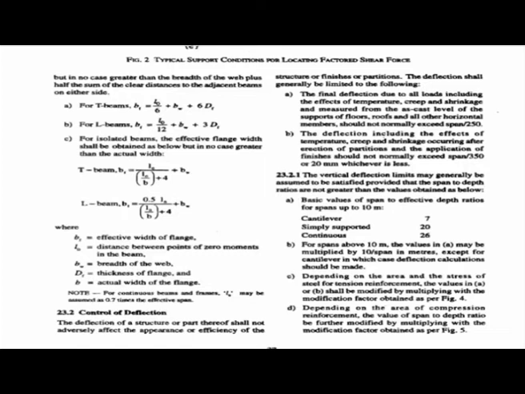continuous 26. There are many more things, because life is not so easy that it will always be less than 10 meter. So for spans above 10 meter, the value in A may be multiplied by 10 by span in meters. So I have to reduce that value, so that the depth will be more. I can give you an example. Let us consider, say, 15 meter span. First you get depth equal to 15 by 20, and then modify it by 10 by 15.